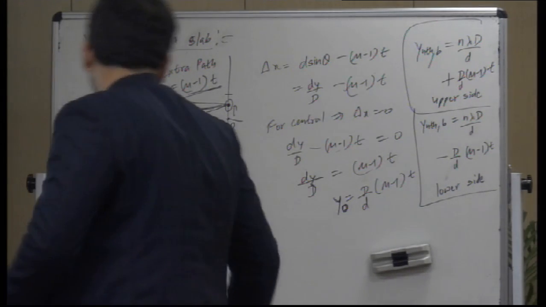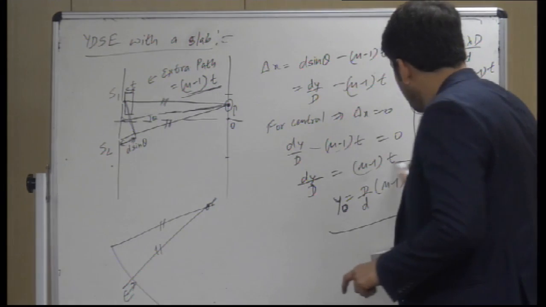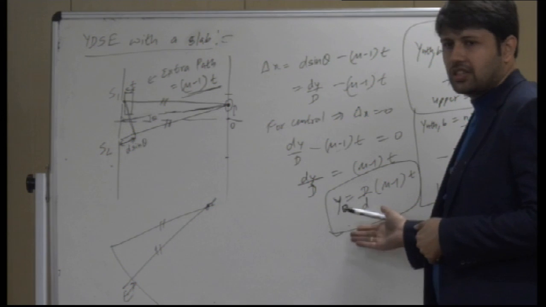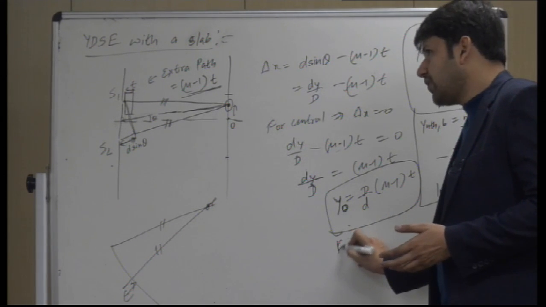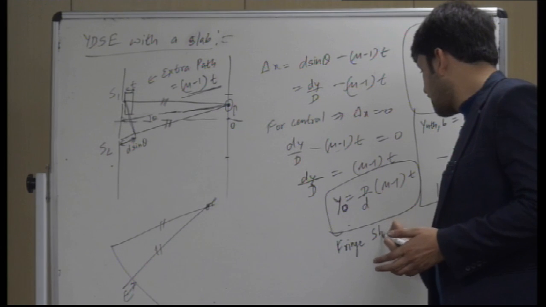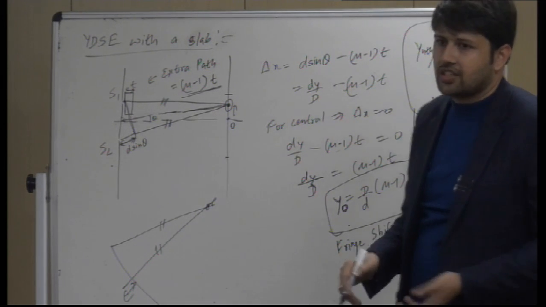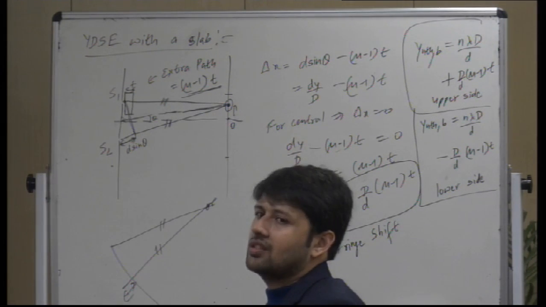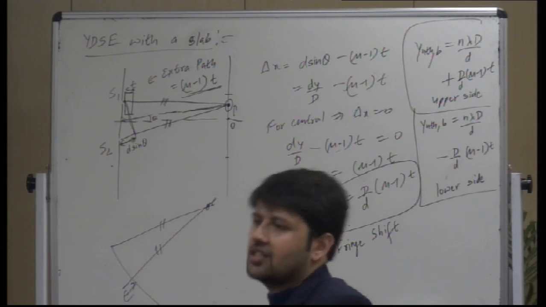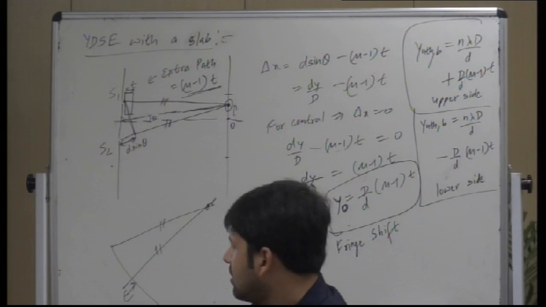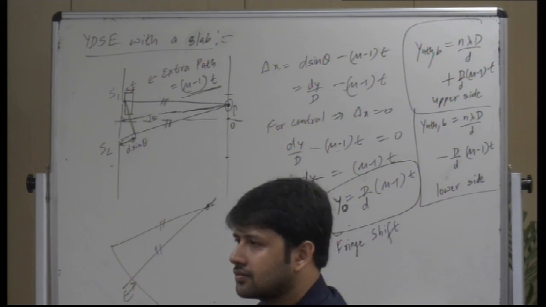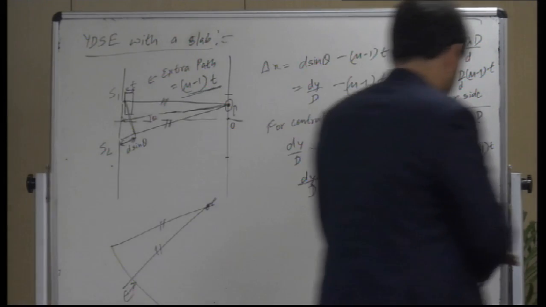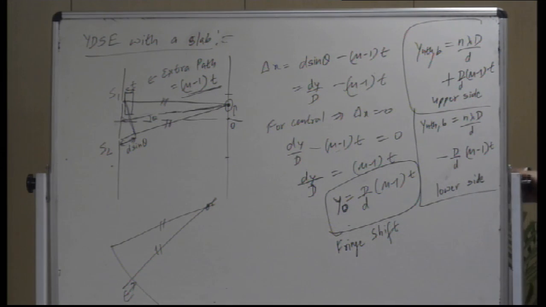One more thing. This distance through which the central fringe moves up is called fringe shift. Okay, this is called fringe shift. I'm writing this because there are situations in which they use this name. Okay, I hope we should continue now. I hope you have written.